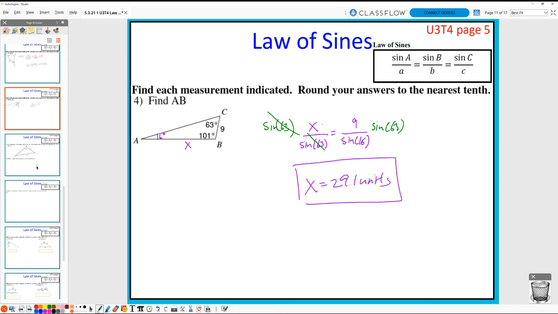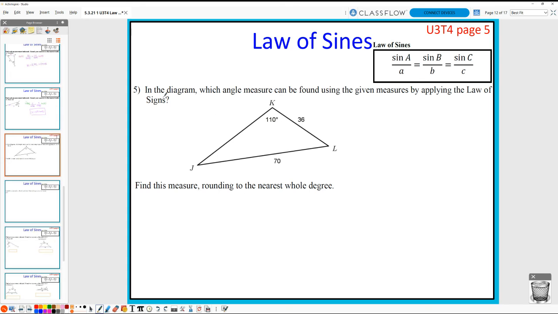I'm just going to do a couple more, and I think I'll wrap this video up, try to keep it short. In the diagram, which angle measure can be found using the given measure by applying the law of sines? Okay, so we can see that this is a relationship that we can set up. Since I have KL, angle J is the angle that we would look for. So we want to find this measurement. What I have is sine of J over 36 should equal sine of 110 over 70.